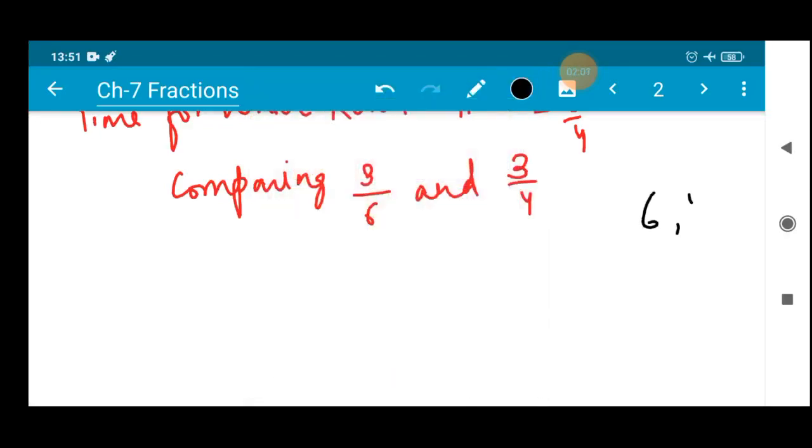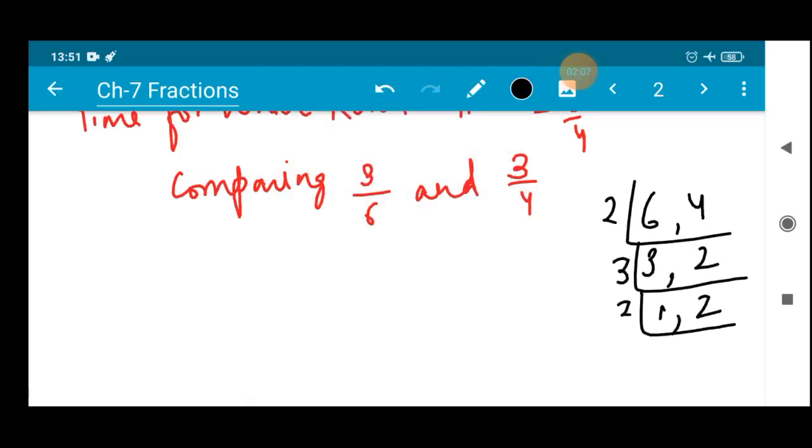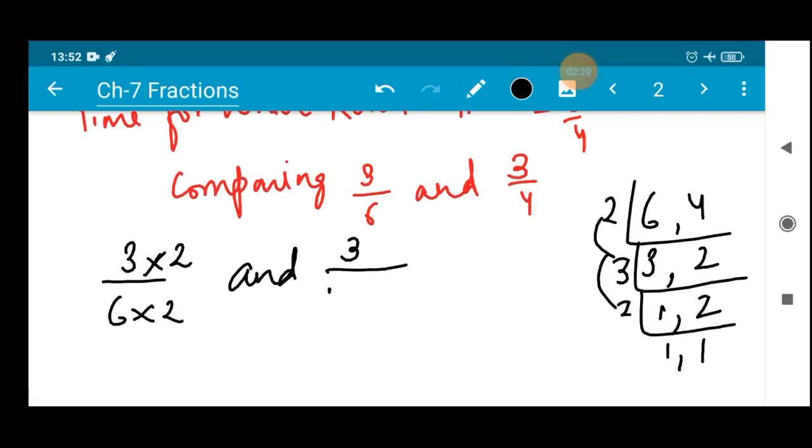So what is the LCM of 6 and 4? 2 3s are 6, 2 2s are 4, 3 1s are 3, 2 1s are 2. Now what is the LCM? 2 3s are 6, 6 2s are 12, right? So now we have to make our denominator 12. With what will you multiply to get 12? 6 2s are 12. Whatever you are multiplying in the denominator, in the numerator it should be written. And here also you have to convert this into denominator 12. So 4 3s are 12, 3 3s are 9 over here. Now 3 by 6 becomes 6 by 12 and 3 by 4 becomes 9 by 12.